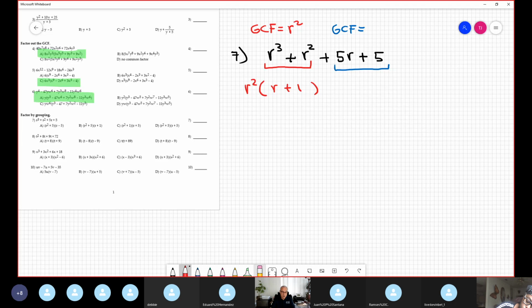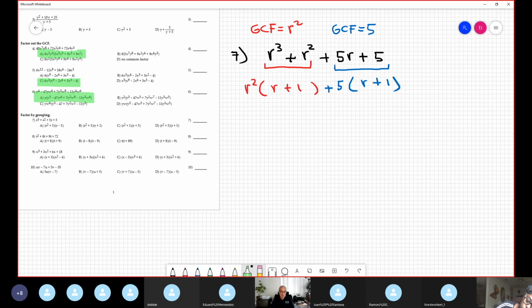So what is the common factor in the blue part? Well, I suppose it's 5. It's easy to see, 5 is common, and you factor out 5. You have R plus 1. Similar idea, right? And this is the most important moment.